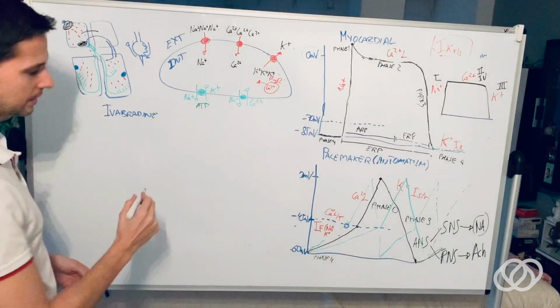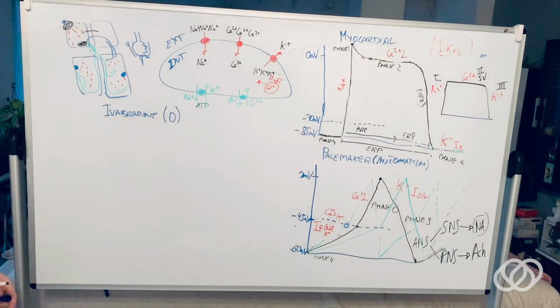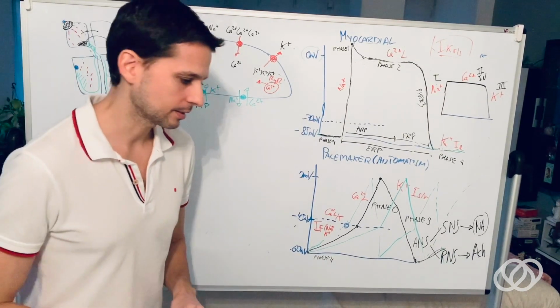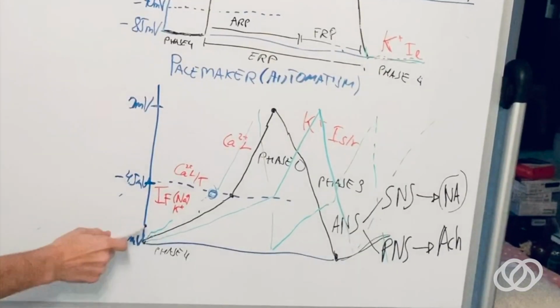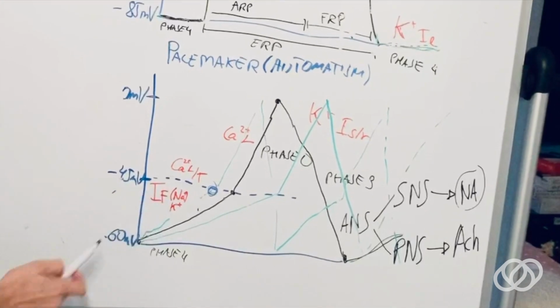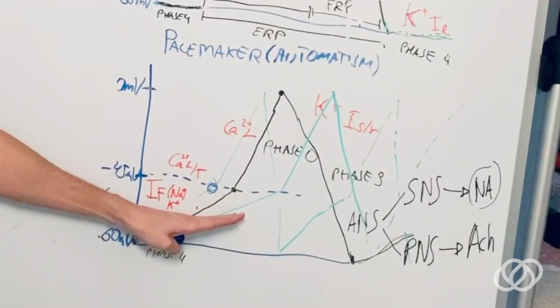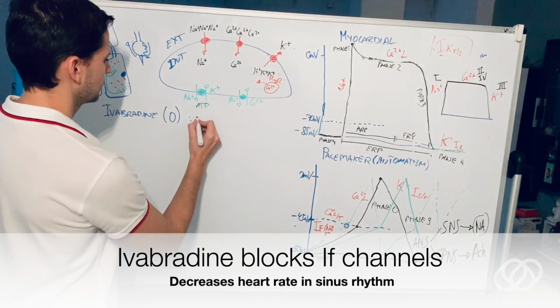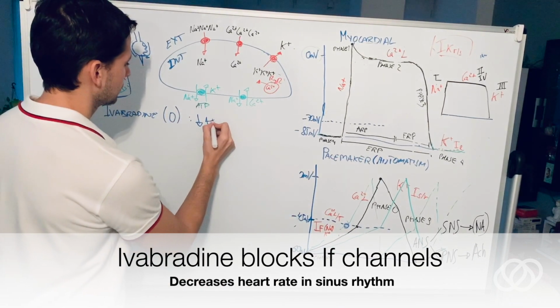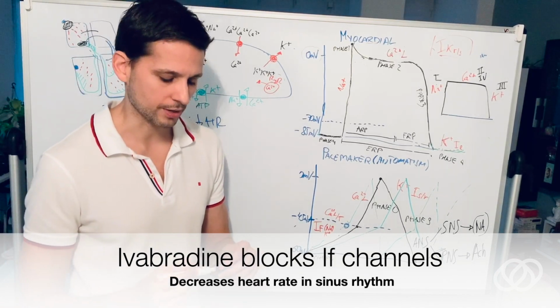Ivabradine, we could say that it is a new class 0. What it does is block the IF current, and in that way it decreases the slope and decreases the heart rate when we are in sinus rhythm.